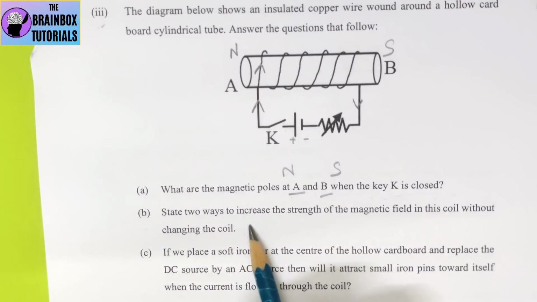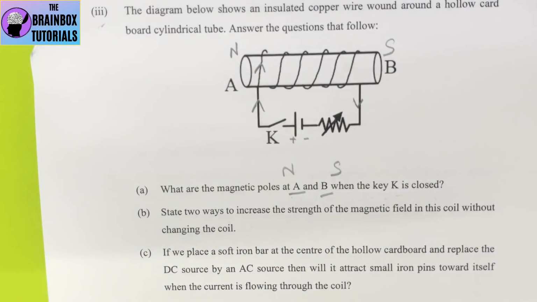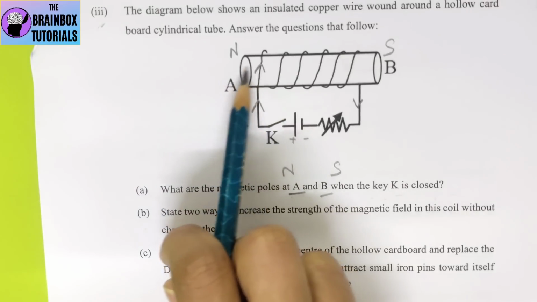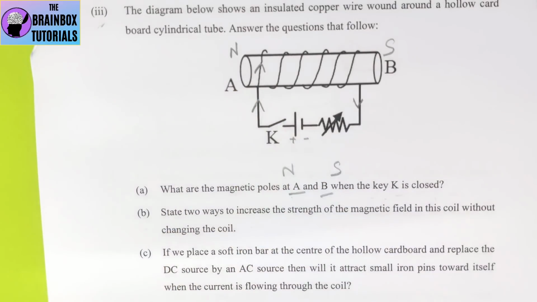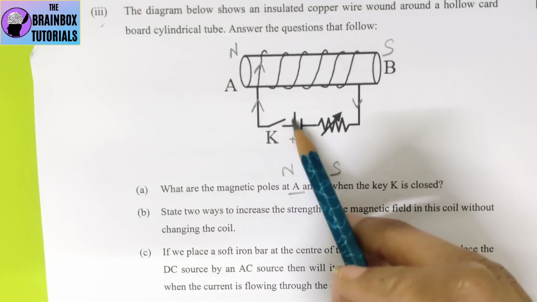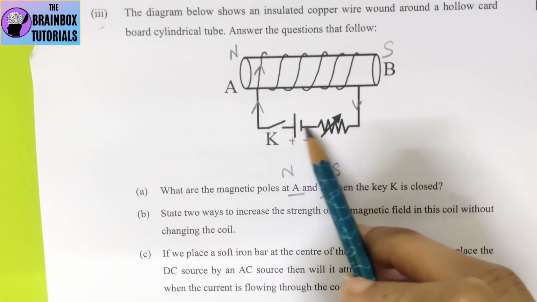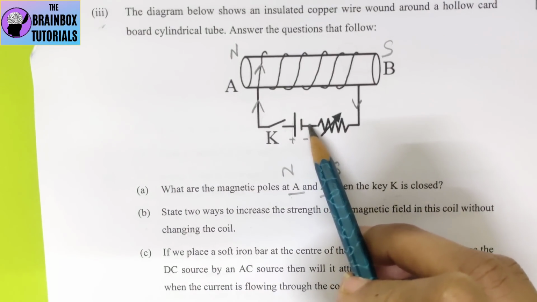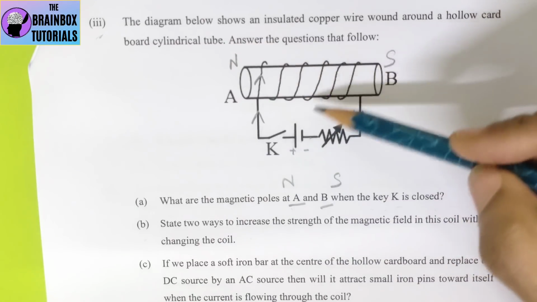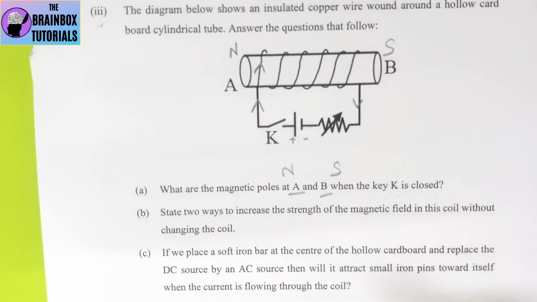Number B, state 2 ways to increase the strength of the magnetic field in this coil without changing the coil. Without changing the coil, we can increase the strength of the magnetic field by inserting a soft iron bar inside this hollow cylindrical tube, and secondly by increasing the current in the cylinder by increasing the potential difference of the cell or by increasing the batteries, or third option is also that by increasing the number of turns in the coil around the cylinder.